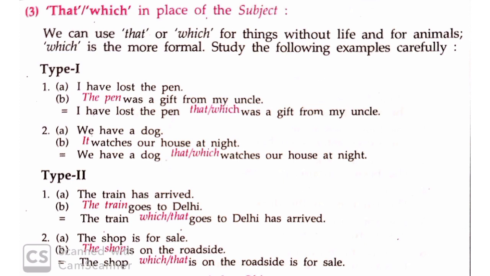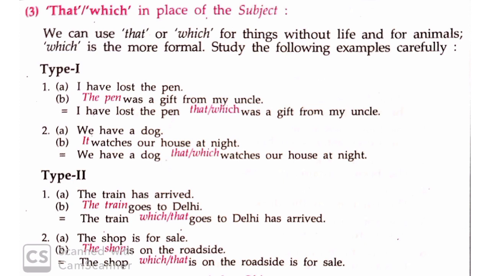Okay, not both. Coming to the second sentence, we have a dog. It watches our house at night. We have a dog that watches our house at night, or which watches our house at night. Coming to the second type, the train has arrived. The train goes to Delhi. The train which goes to Delhi has arrived. The train that goes to Delhi has arrived. Both are same. Don't worry.